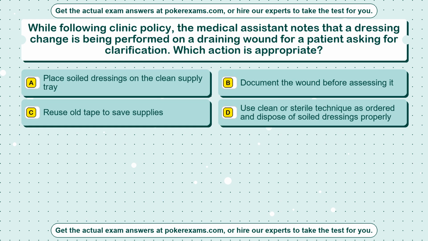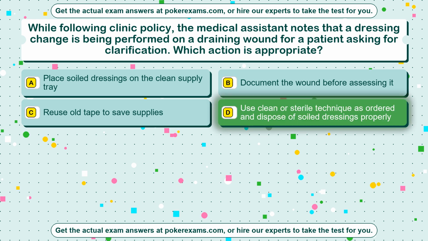Question 96. While following clinic policy, the medical assistant notes that a dressing change is being performed on a draining wound for a patient asking for clarification. Which action is appropriate? Option A, place soiled dressings on the clean supply tray. Option B, document the wound before assessing it. Option C, reuse old tape to save supplies. Option D, use clean or sterile technique as ordered and dispose of soiled dressings properly.